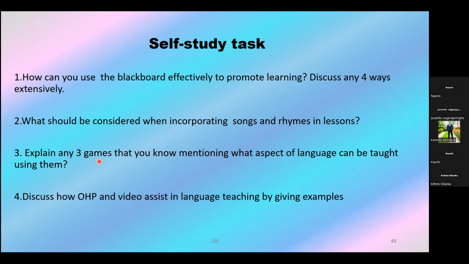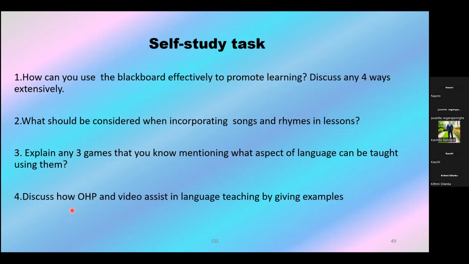Explain any 3 games that you know, mentioning what aspect of language can be taught. Right, so the adverb game means you can teach verbs and adverbs. Kim's game means you have to explain the game first, and then under the game, you just write it as a paragraph, and then under that, you highlight the language aspect that can be taught using that game. Just put the language aspect in bullet form.